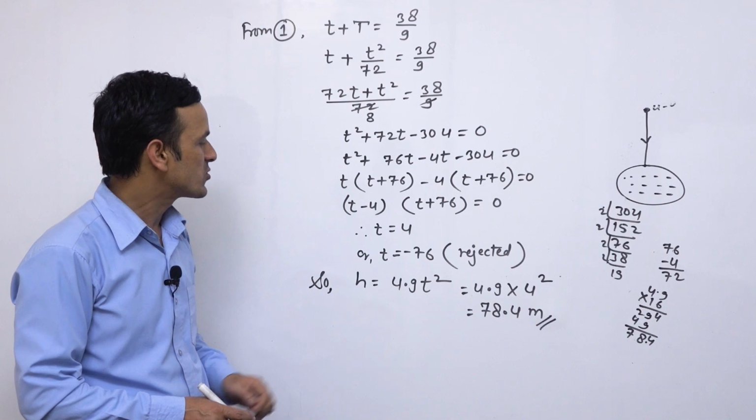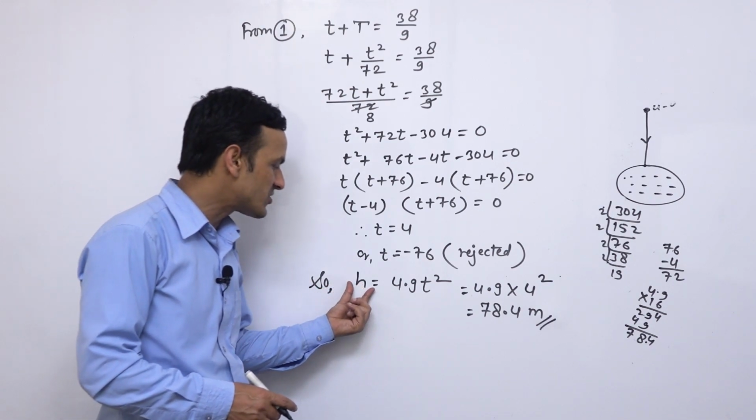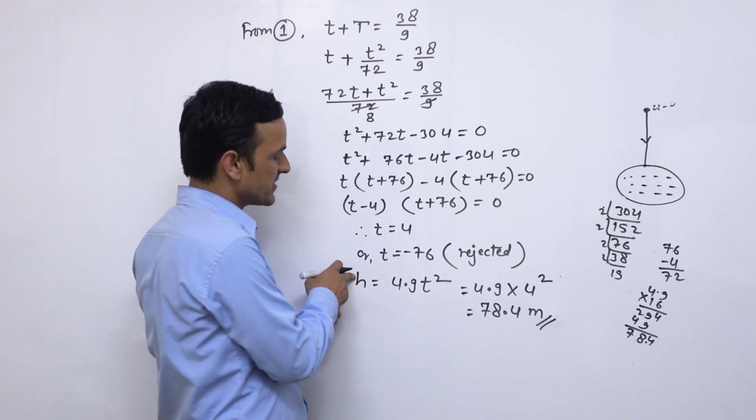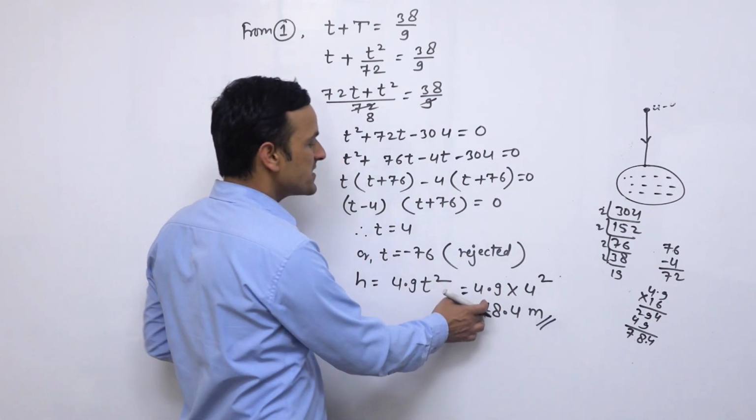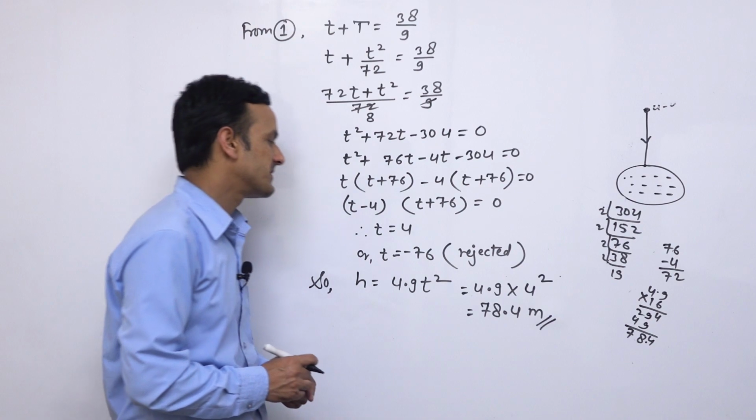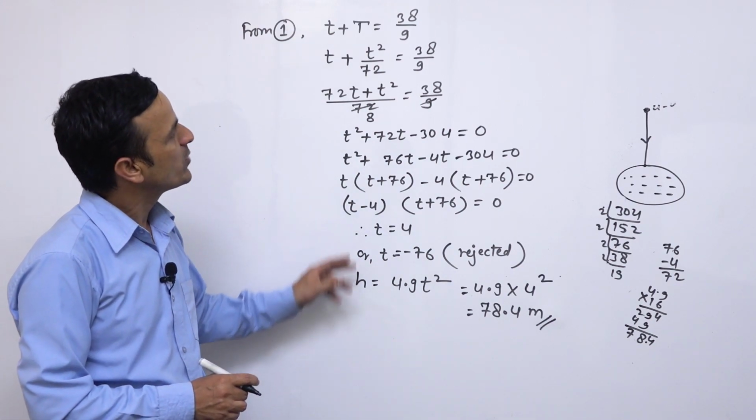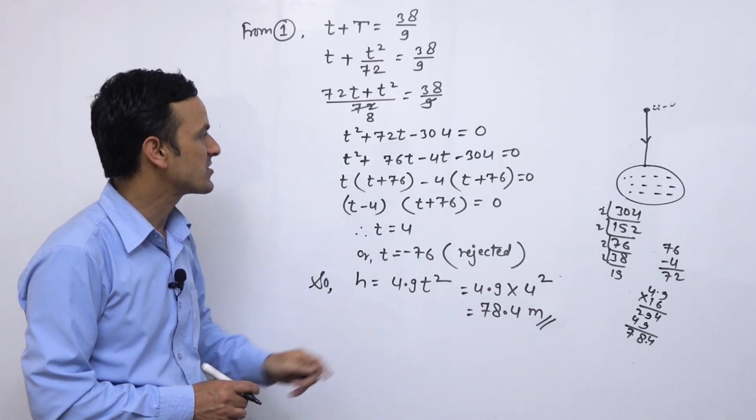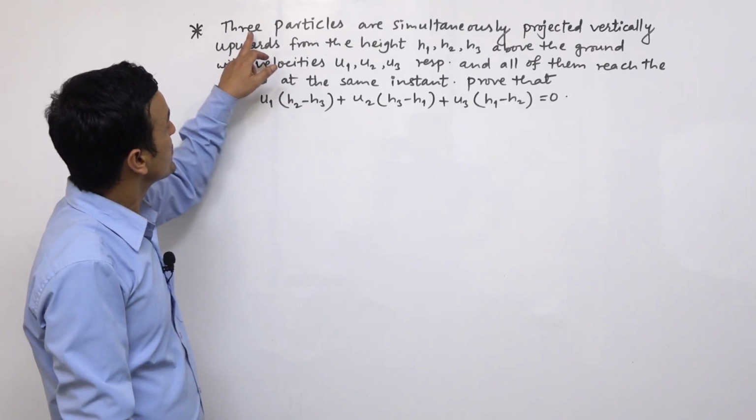According to the question, we have already supposed that h is the depth of the well. That's why it is the depth of the well. It is 78.4 meter deep, and we can throw the stone from a certain position and find out this solution. Okay, we have this question now.